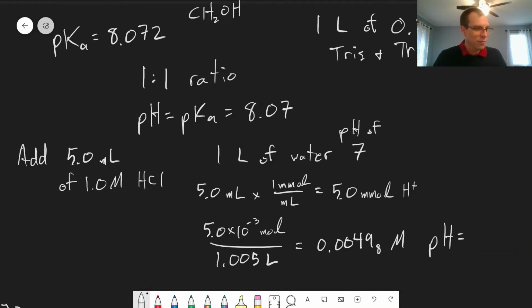And if we calculate the pH from that, I have my calculator over here on the other screen, you can't see it right now. Negative log base 10 of that value gives us a pH of 2.31. So we can see a pretty drastic change from the addition of a small amount of HCl, which is what we would expect in a solution without any buffering capacity. But now let's see what happens with the buffer. So we have our tris buffer there.